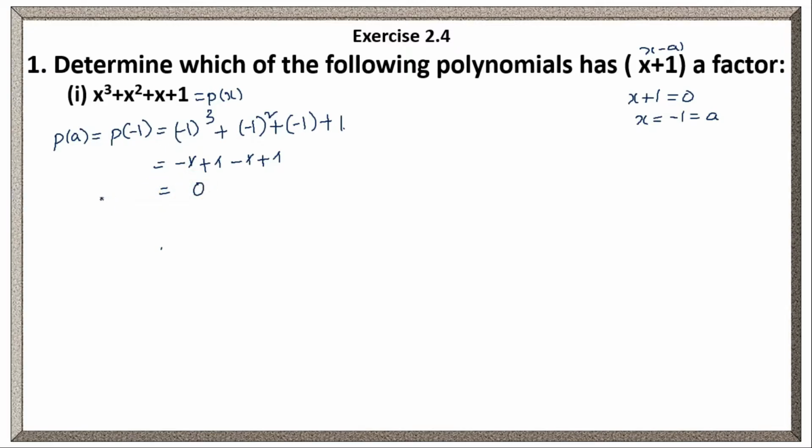So what is the remainder we got? 0. So the remainder is equal to 0. When the remainder is equal to 0, then we can say the divisor is a factor of the given polynomial. Therefore, x plus 1 is a factor of p of x. Clear? Right.